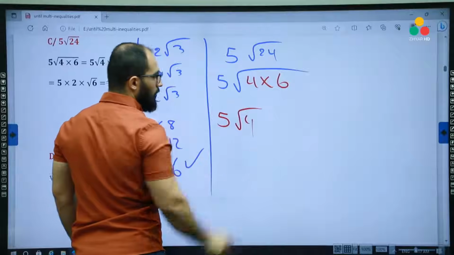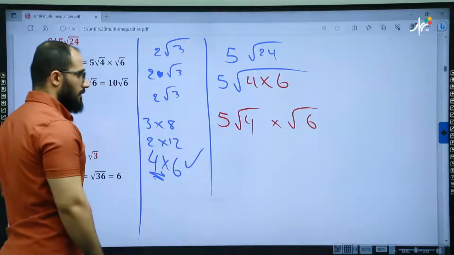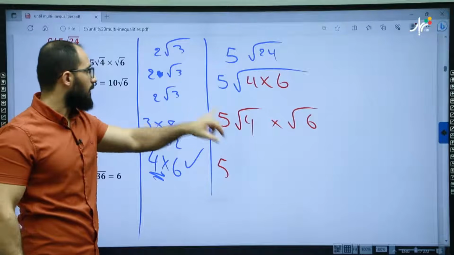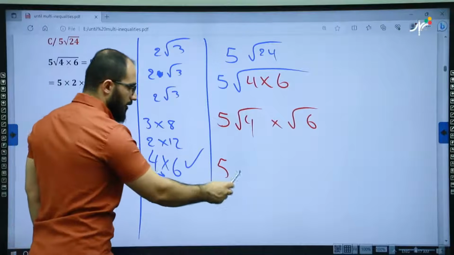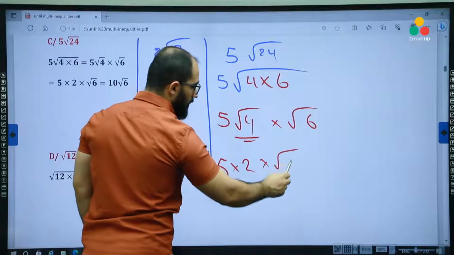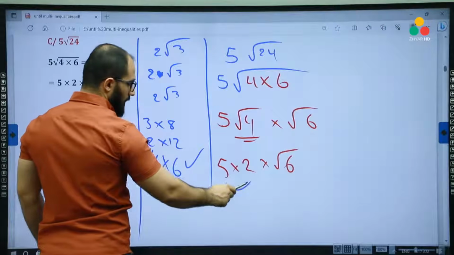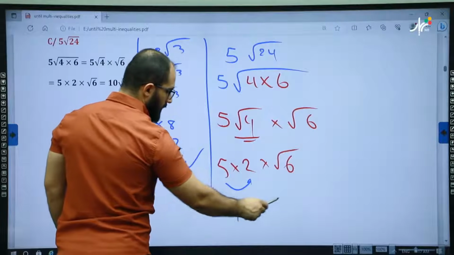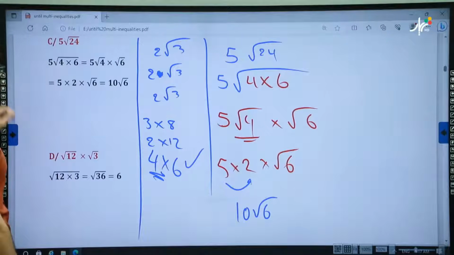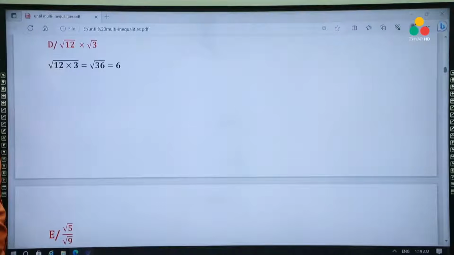Then it's going to be 5 square root of 4 times square root of 6. We said that here it is 5 times the square root of 4, which is 2, then times the square root of 6. 5 times 2 is 10, square root of 6. Another example, the square root of 12 times the square root of 3.